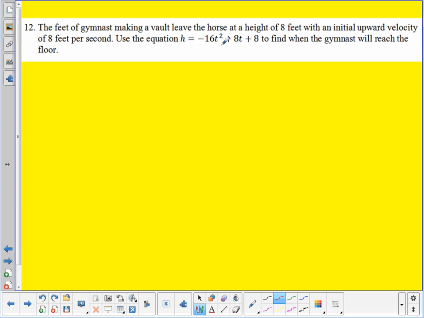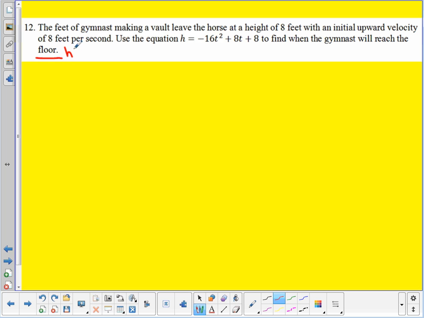Because in number 9, 11, and 12, we all use that, because anything that leaves the earth and then is pulled back to ground has this gravitational pull of the negative 16t squared. So if you recognize that that was in a lot of questions, that's why. So we need to solve this. We want to know when it's going to reach the floor.